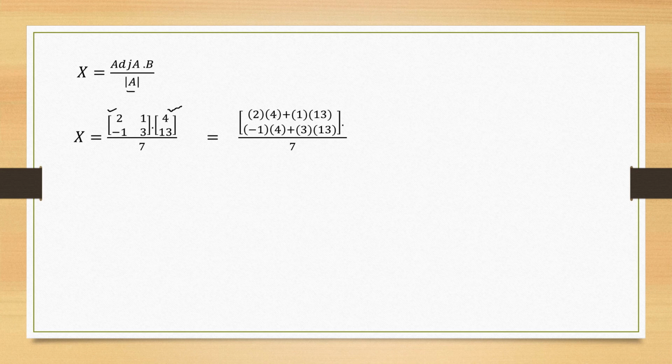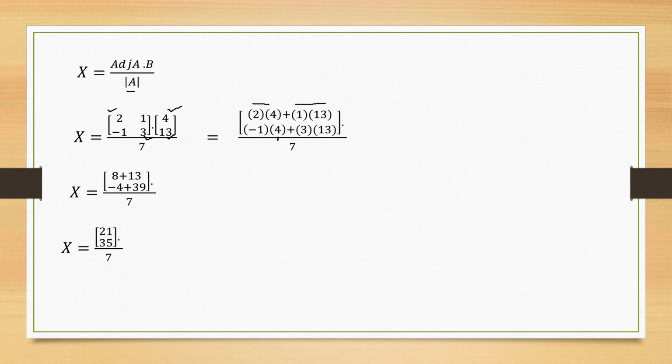Now the first row will be multiplied with the first column, so 2 multiplied by 4 plus, and the second element multiplied with the second element of the column, so 1 multiplied by 13. Similarly in the second row, the first element is minus 1, so minus 1 multiplied by 4, then plus the second element, which is 3, multiplied by 13. So after this calculation, 2 multiplied by 4 is 8, plus 13 multiplied by 1 is 13, and the second, minus 4 plus 39, and then divided by 7.